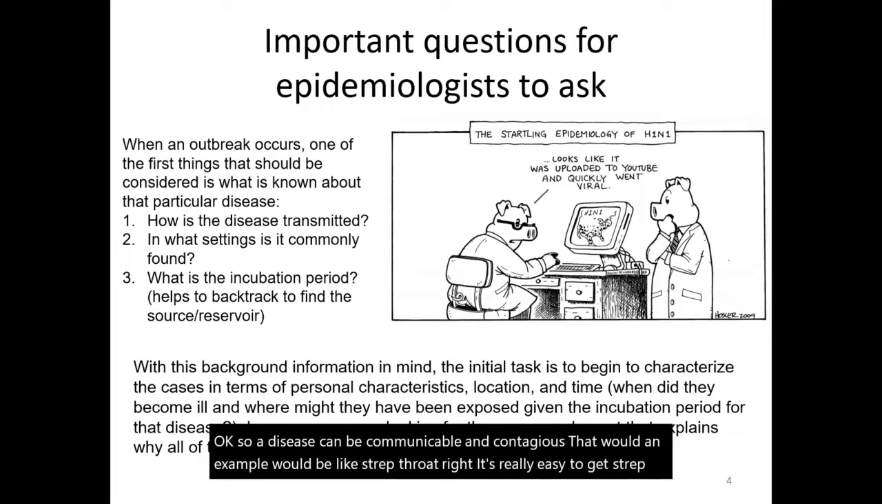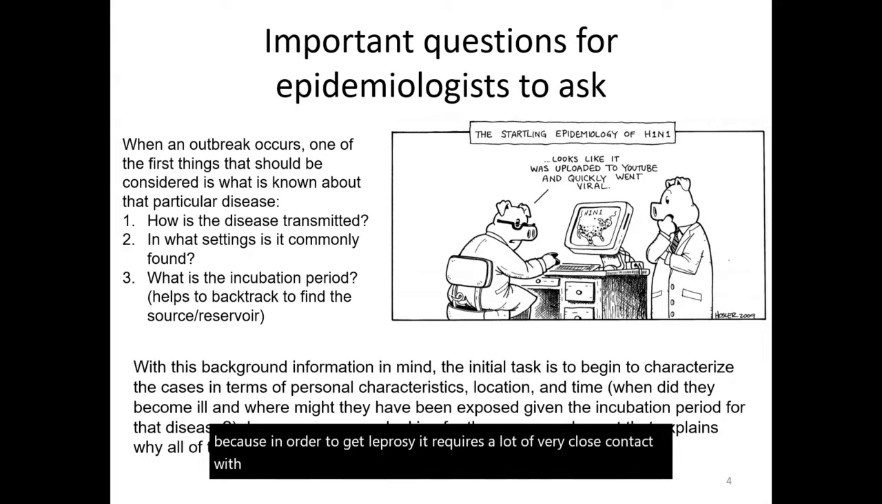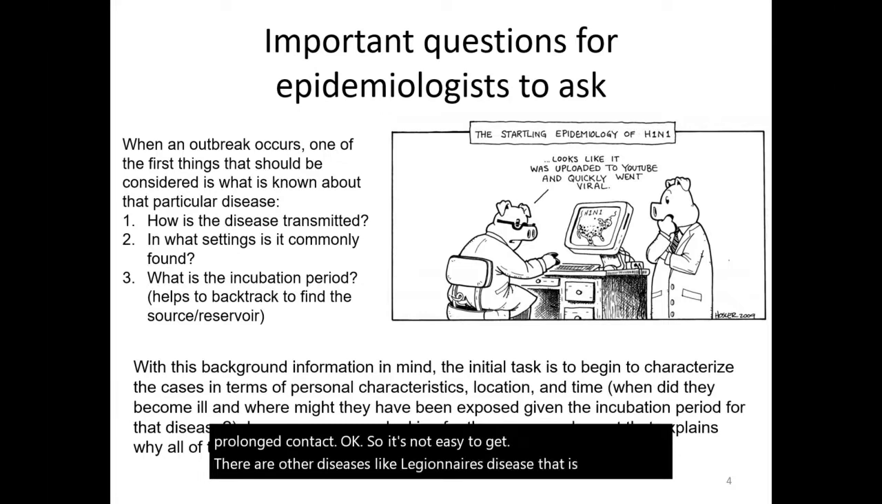But a disease like leprosy is communicable, but not contagious, because in order to get leprosy, it requires a lot of very close contact with somebody that has it. And I mean a very long, prolonged contact. So it's not easy to get. There are other diseases, like Legionnaire's disease, that are not communicable. It does not spread from person to person. So those are just some ways we can categorize that.